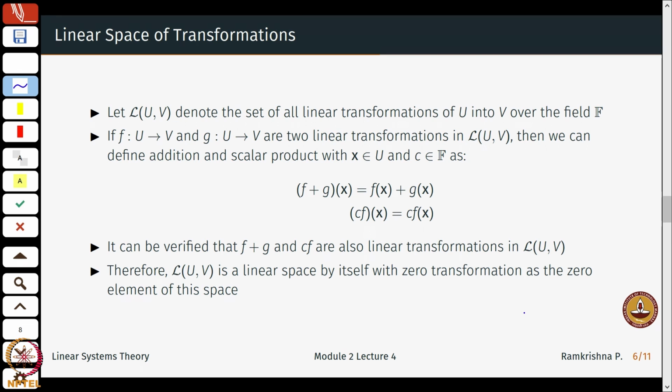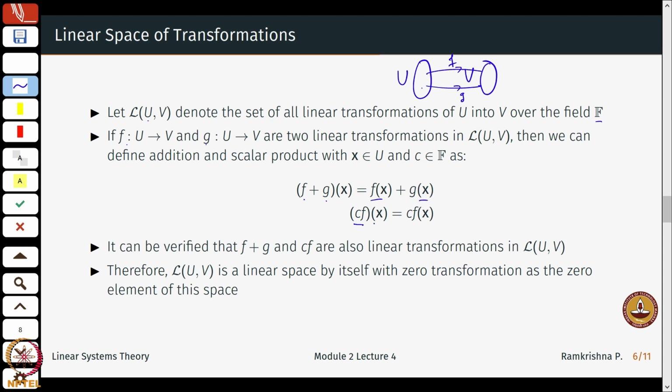So let us look at the linear space of all transformations. I take u and v, the usual subspaces, and club together the set of all linear transformations of u into v, again defined over a field f. Say if f and g are two linear transformations, then we can define f plus g acting on x as adding f of x and g of x, similar to the function spaces that we saw earlier.